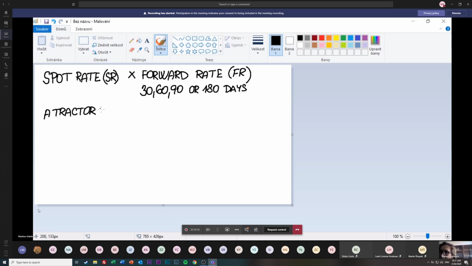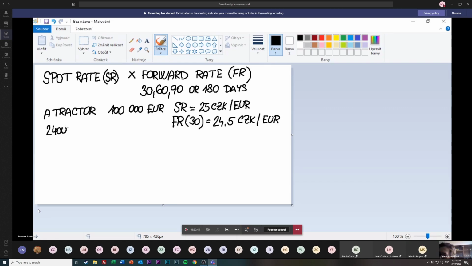Today the spot rate is 25 Czech crowns for 1 euro. He knows the information with the forward rate, the exchange in 30 days, is 24.50 Czech crowns. And he also knows that his costs for the tractor production were 2,400,000 Czech crowns. So I will repeat the exercise once more.